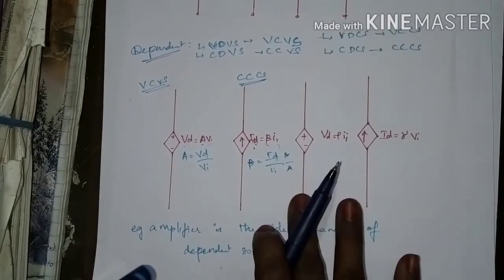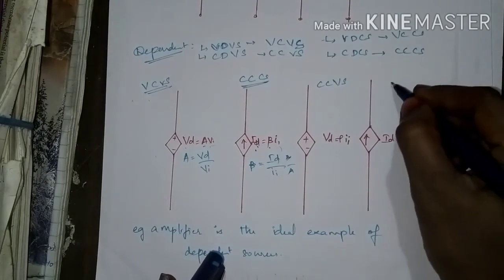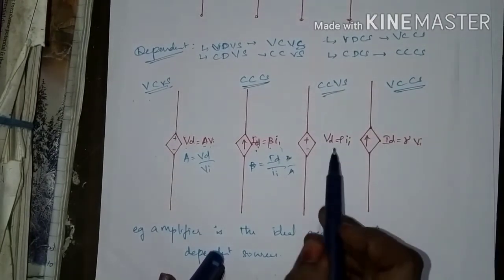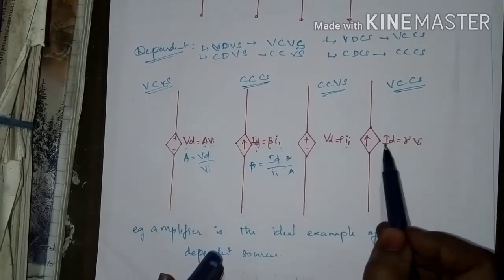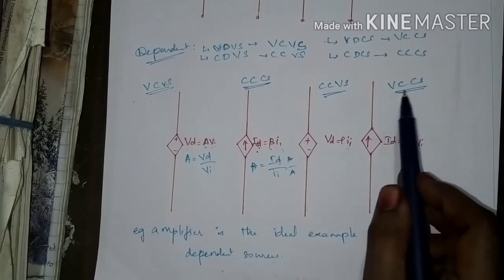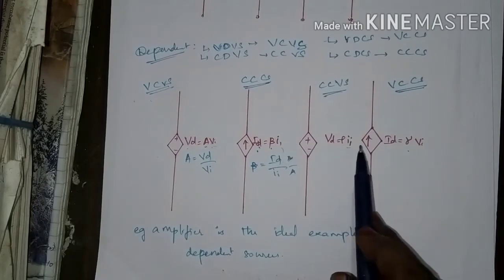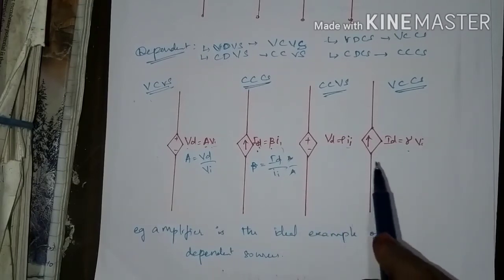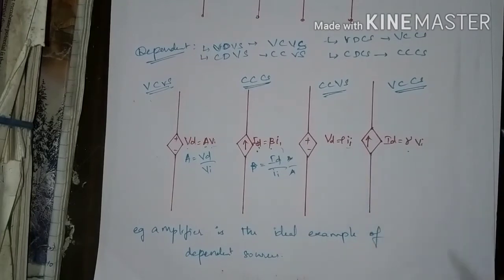The next type is the current controlled voltage source, and here it is the voltage controlled current source. Here this current is controlling this voltage, and here this voltage is controlling this current. So it is termed a voltage controlled current source and a current controlled voltage source. The controlling current I1 and controlling voltage V1 must be defined somewhere else in the circuit.